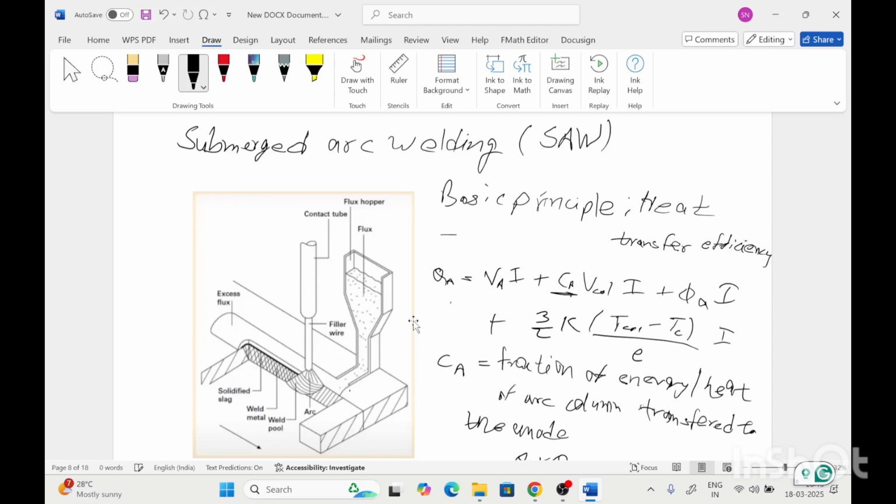In this submerged arc welding, the arc generated between the filler wire and the welding joint is protected by the granular flux fed from this flux hopper. The covered flux prevents heat losses from conduction, convection, or radiation, so almost 100% of the energy is used in the welding process.